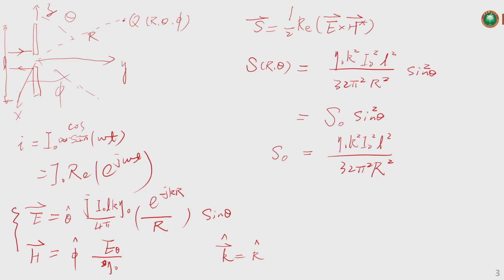And we also conducted a normalized radiation intensity, F. Alright, and it can be represented as F equals the power density divided by the maximum power density. Right? And this value is dimensionless.